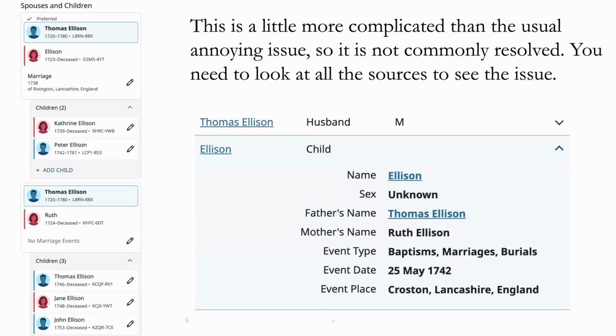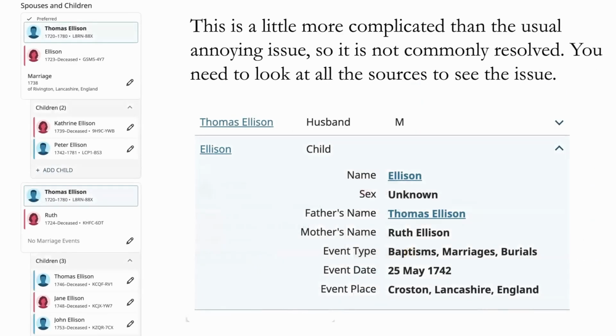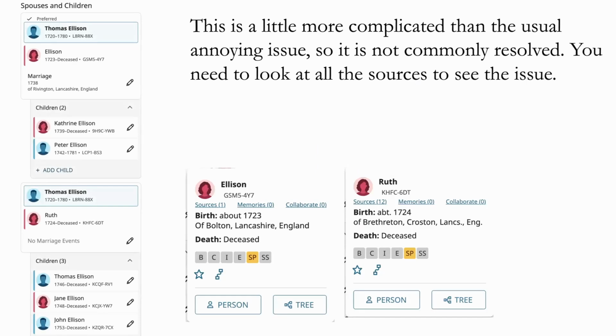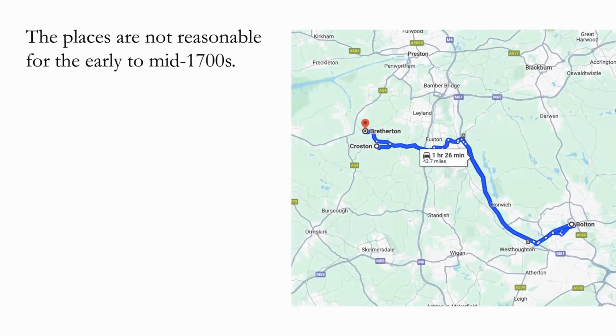And so basically, what are we going to do with this? Well, let's look at the places. There's Bolton, there's Bretherton, and there's Croston. Bretherton and Croston are close together, but Bolton is not. Bolton's 43 miles away. So the Bolton issue, if I go back quickly here, we have one in Bolton and one in Bretherton. Okay. And so now we're looking at Bretherton and Bolton, and we're saying maybe the Croston one, but not the Bolton one. But we don't know which Thomas we're looking at.